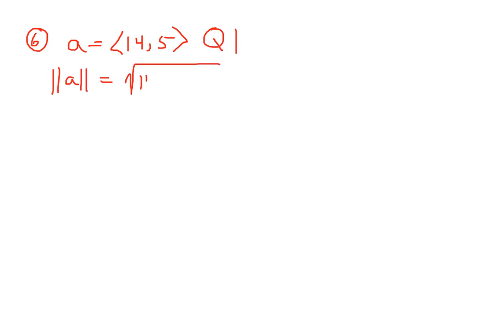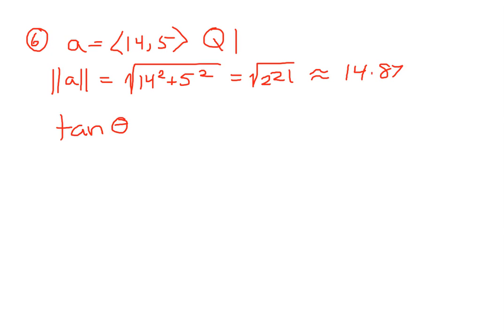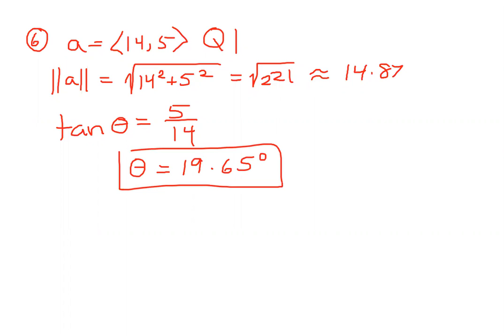This will be 14 squared plus 5 squared, which is the square root of 221, which is approximately 14.87. For the magnitude, our tangent theta is going to equal 5 over 14. And if you put that in your calculator, you get theta equals 19.65 degrees. There's your theta, there's your magnitude, and we're done. We don't have to do anything with that theta because it was in quadrant 1.